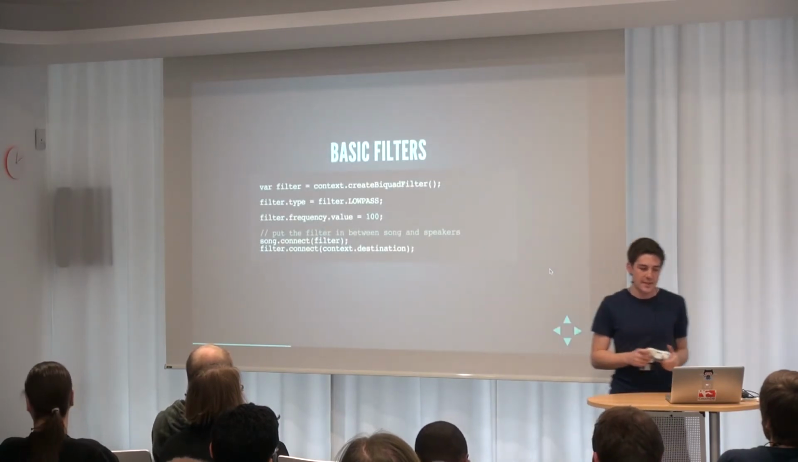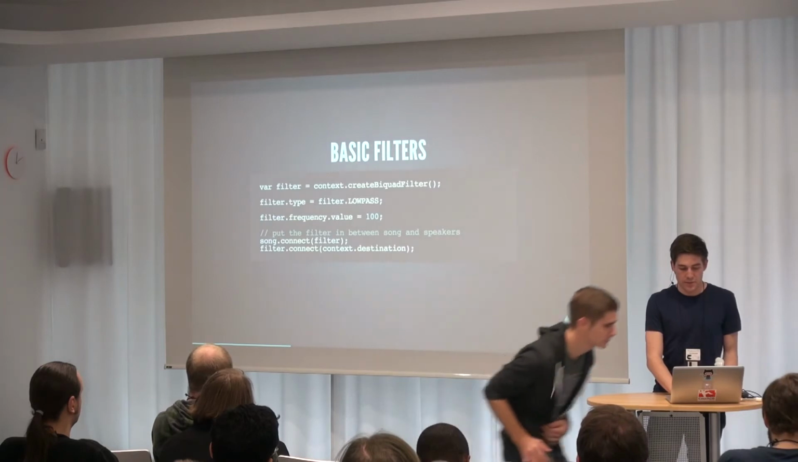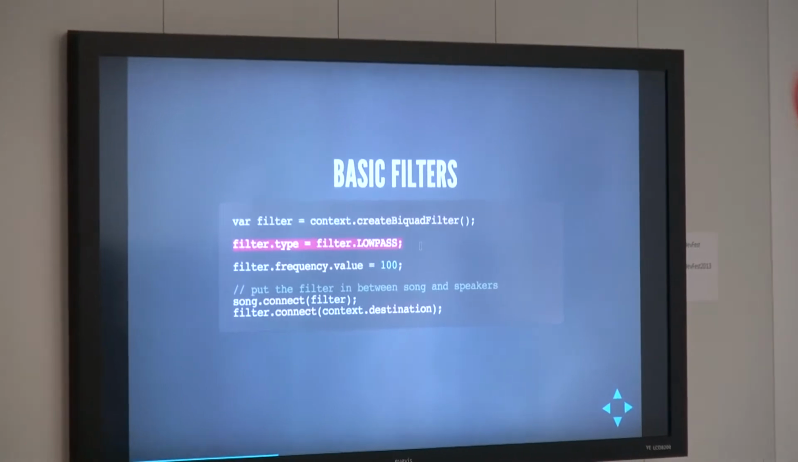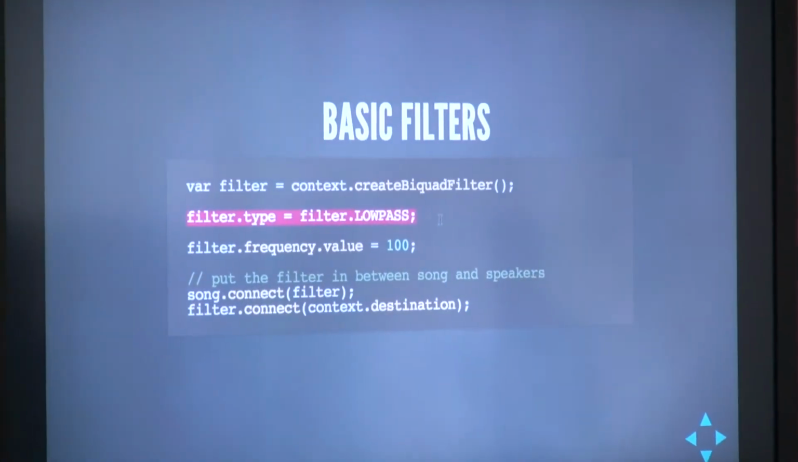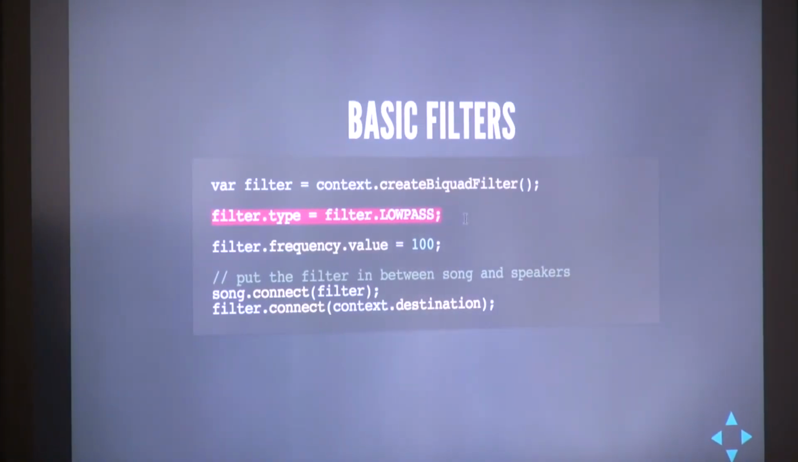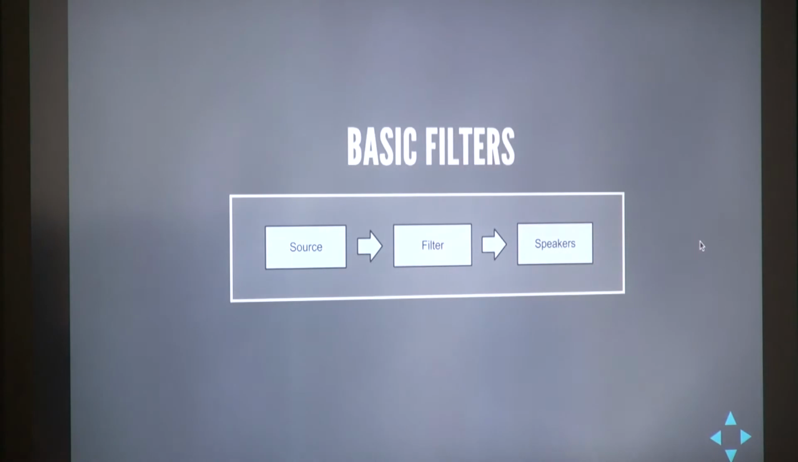So let's create a filter. Again, from the context, we create a filter, and then we tell the filter what kind of filter it is. In this case, it's a low-pass filter, which means it only lets lower frequencies through. So we cut out all the high frequencies, and we say 100 hertz. And then we have our song, we connect it to the filter, and then the filter we connect to the destination, so to say, the speakers. So we have a setup like this. It's a very easy node graph, and this is how the web audio API in general works. It's basically a node graph.